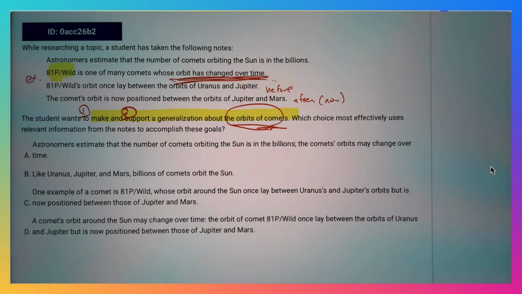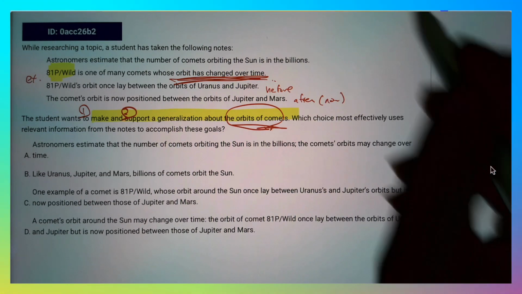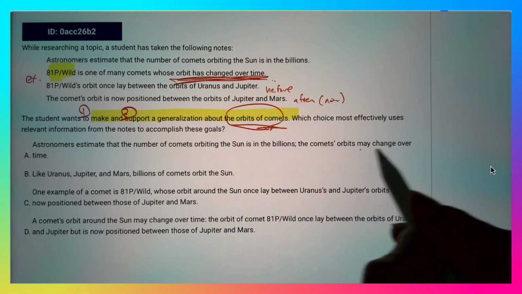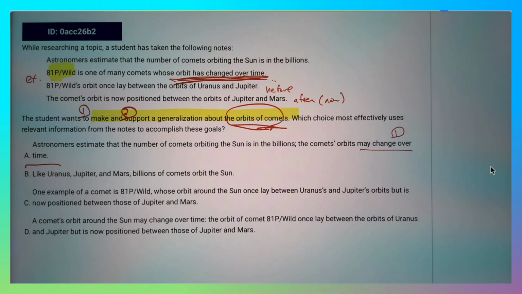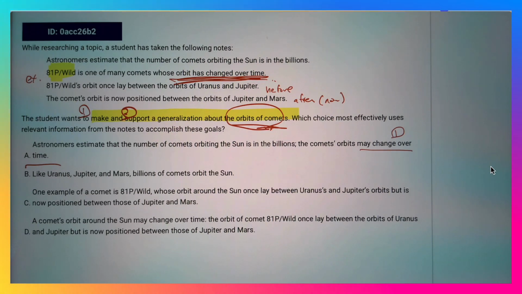So choice A, astronomers estimate that the number of comets orbiting the sun is in the billions. The comet's orbits may change over time. Okay, so it does make the generalization, but it doesn't talk about any support. Where's the example? What's the supporting evidence? Nothing. Choice A should have mentioned 81P Wild. So A is out.